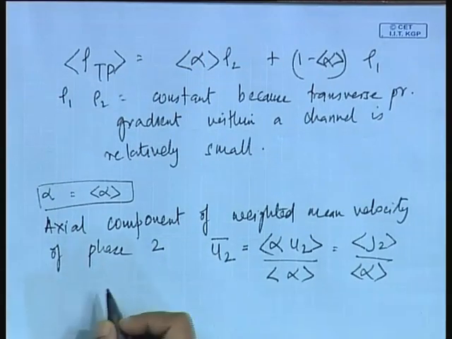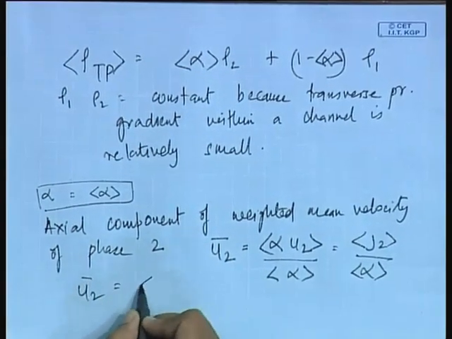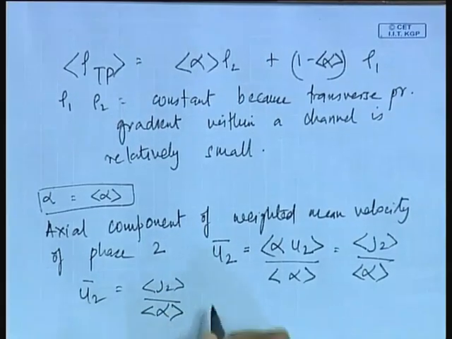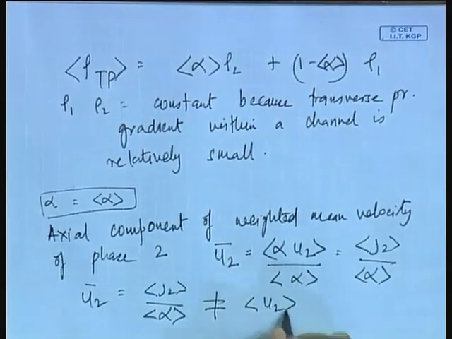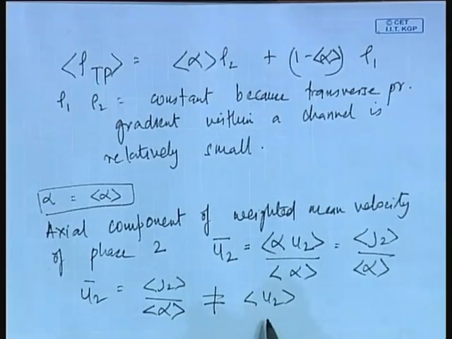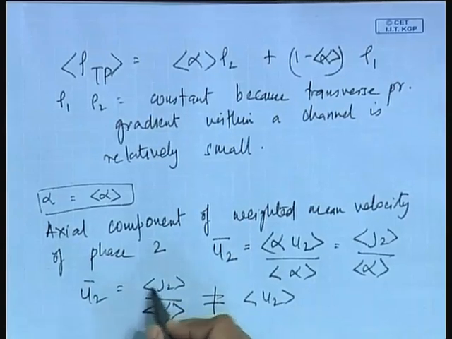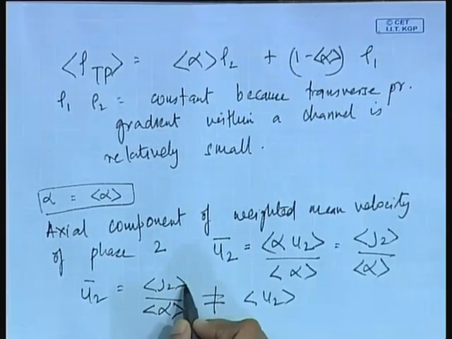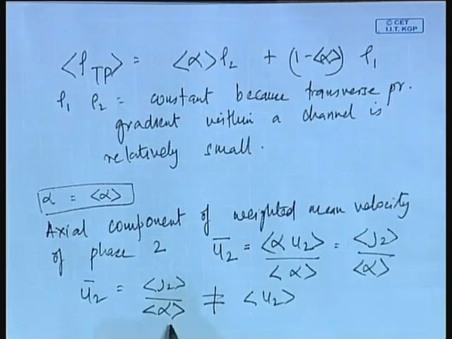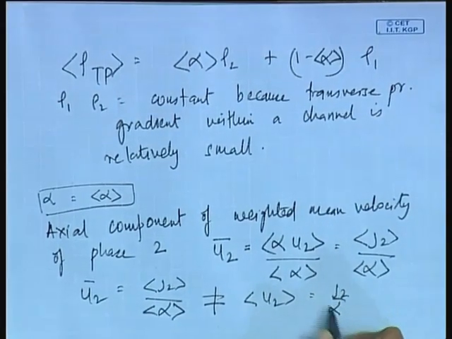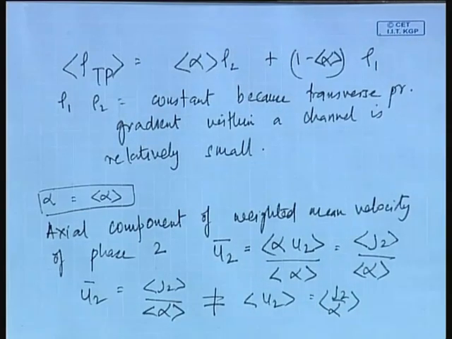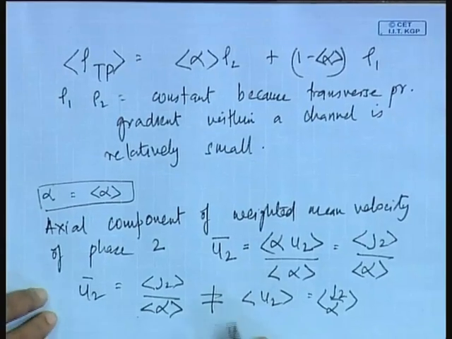Please remember, this U2 bar is not equal to the averaged u2. This is the weighted mean, the void fraction weighted mean velocity, and this is the cross sectional average velocity. These two are not equal. Why? This is equal to the cross sectional average of J2 divided by the cross sectional average of alpha, whereas this means J2 by alpha over which the cross section is taken. Are these concepts clear to you? Please try to understand these concepts, they are extremely important.